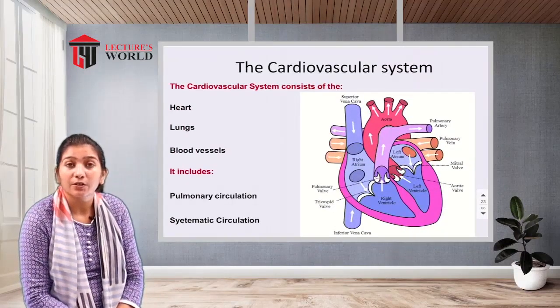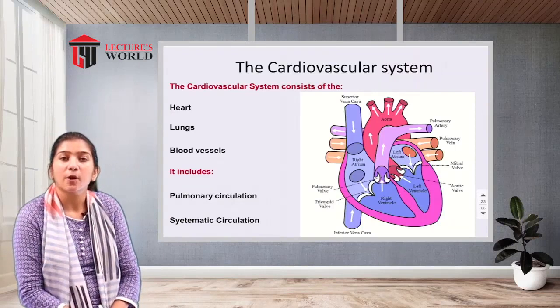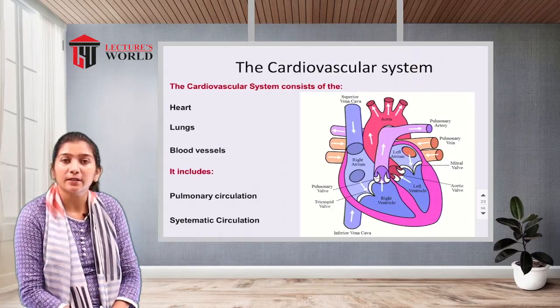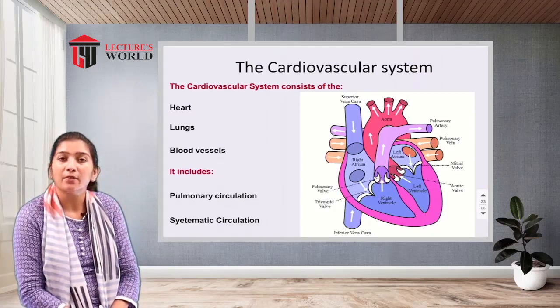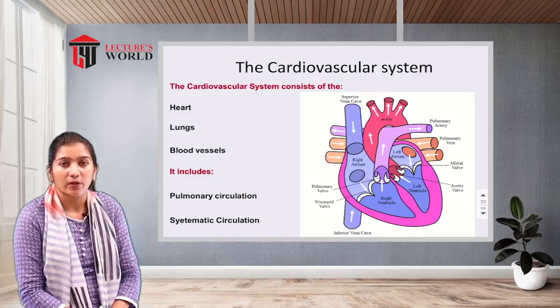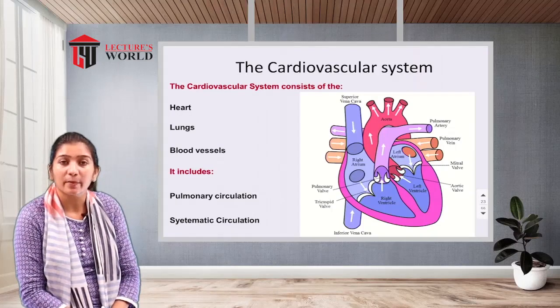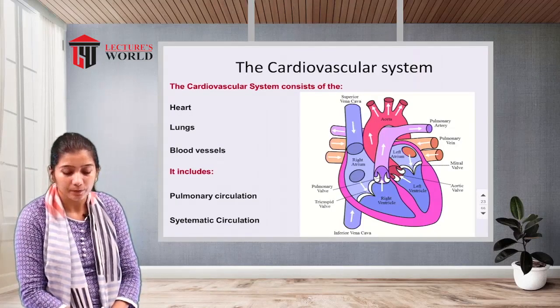Next, the cardiovascular system. Up till now we have discussed the structure of the heart. We have discussed the layers of the heart. There are 3 layers: pericardium, myocardium and the endocardium. Then we discussed the chambers of the heart. There are 4 chambers: right atrium, right ventricle, left atrium, left ventricle. And there are 4 valves in the heart, that is tricuspid valve, mitral valve, pulmonary valve and the aortic valve.